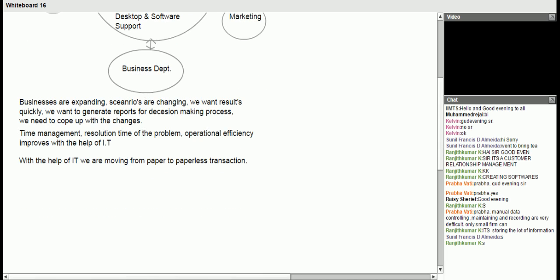So we store information on tapes, we store information on servers, with the help of databases.